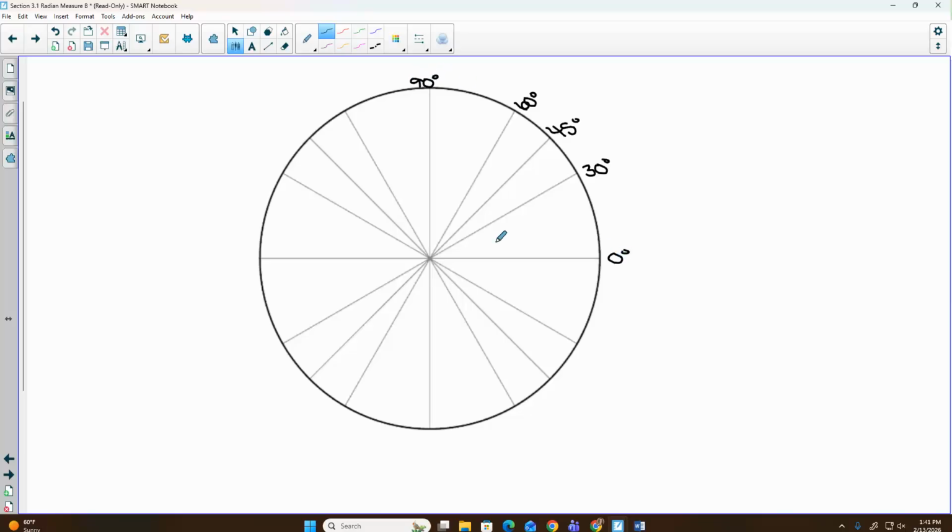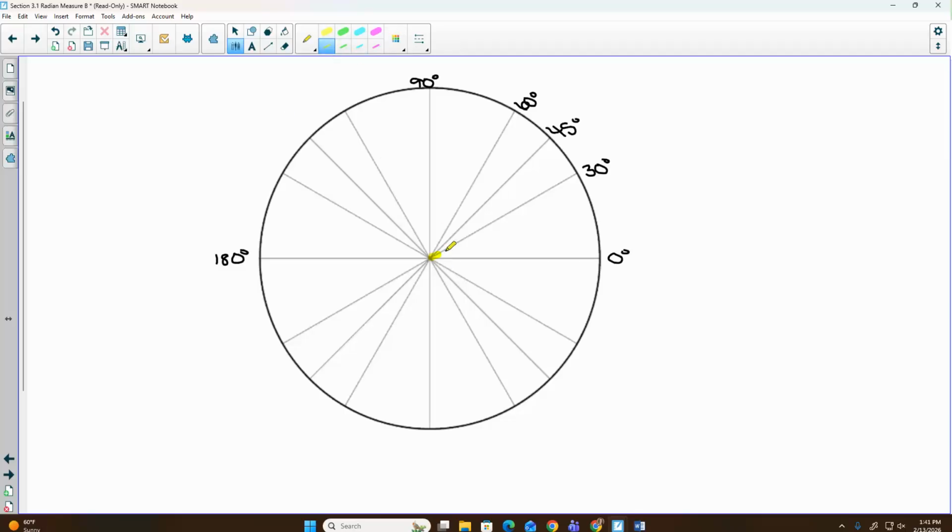Okay. If I jump down here, this would be 180 degrees because it's a straight line. All right. Now we have to think a little bit more to get these other angles.